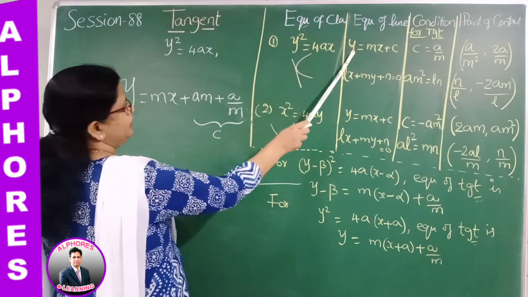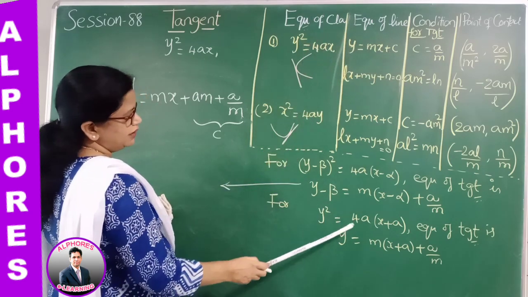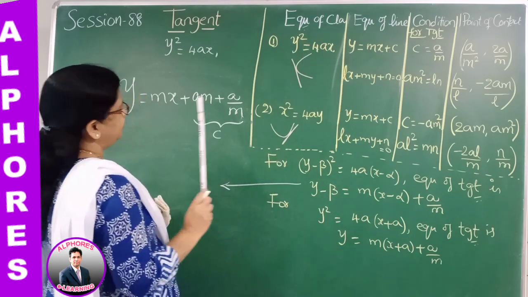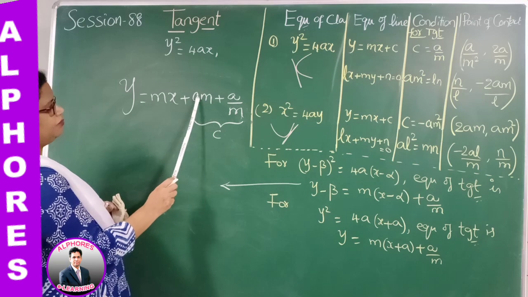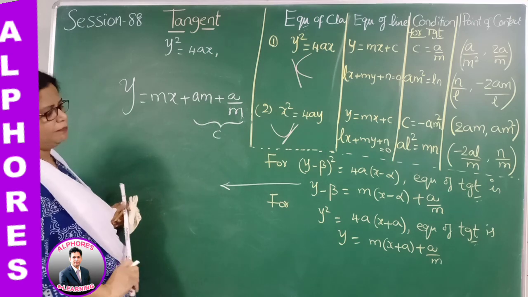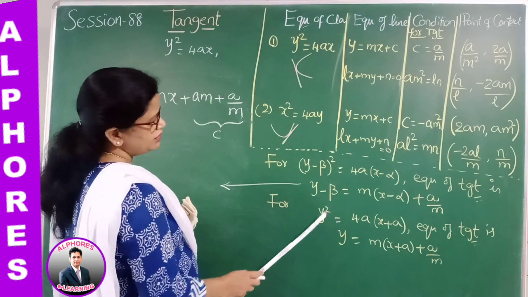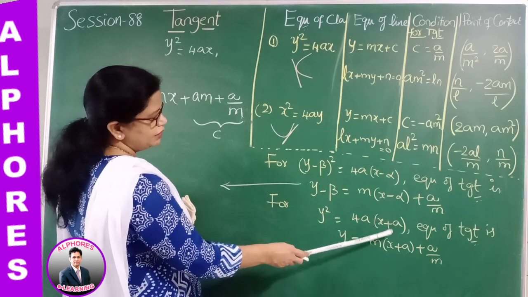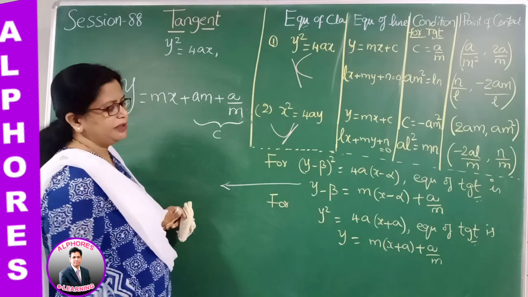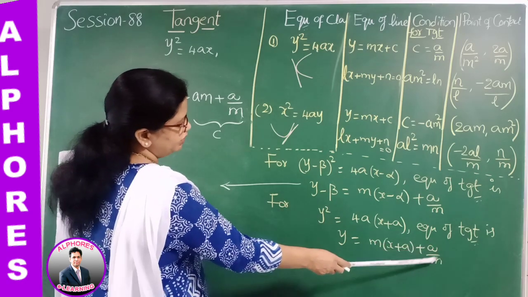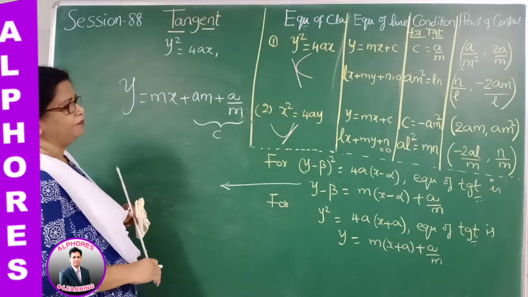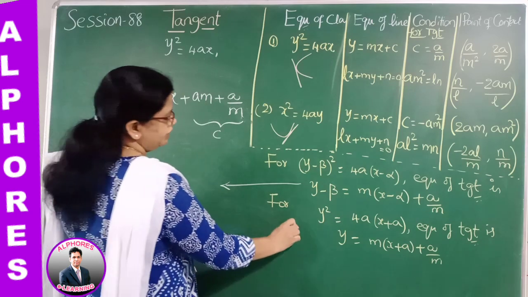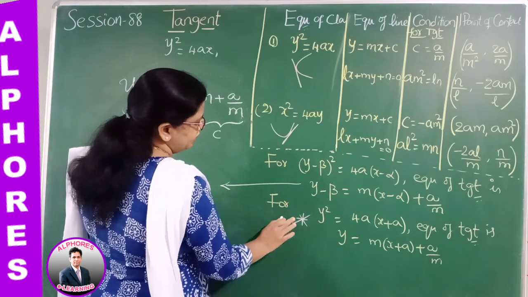Therefore, whenever y = mx + c is tangent to this parabola, the condition for c is am + a/m. Easy to remember: the tangent is y = m into (x + a), and c is a/m. These values are very important, especially this one.